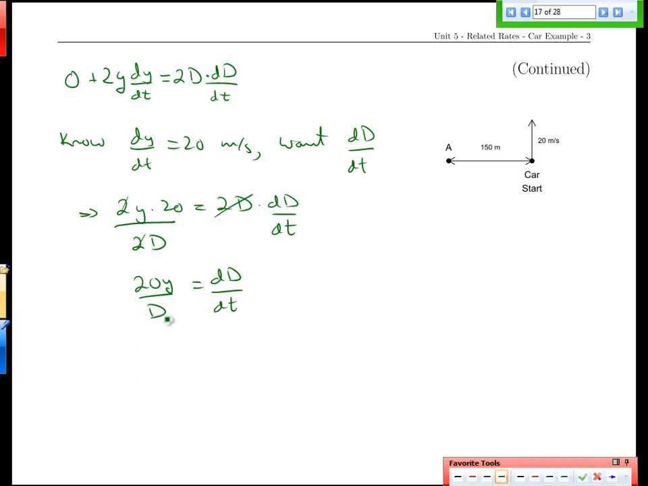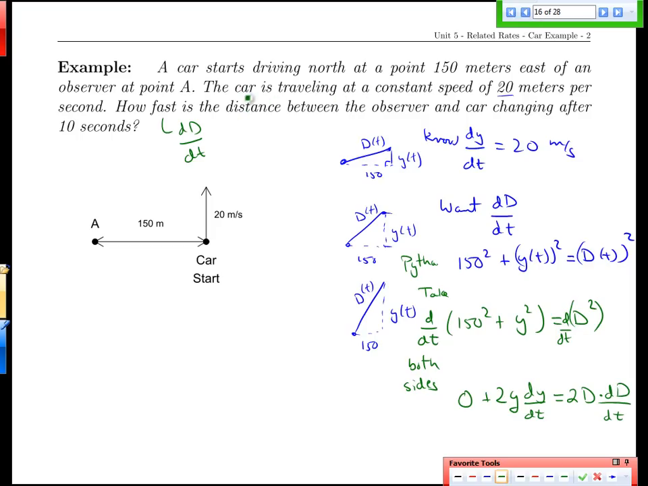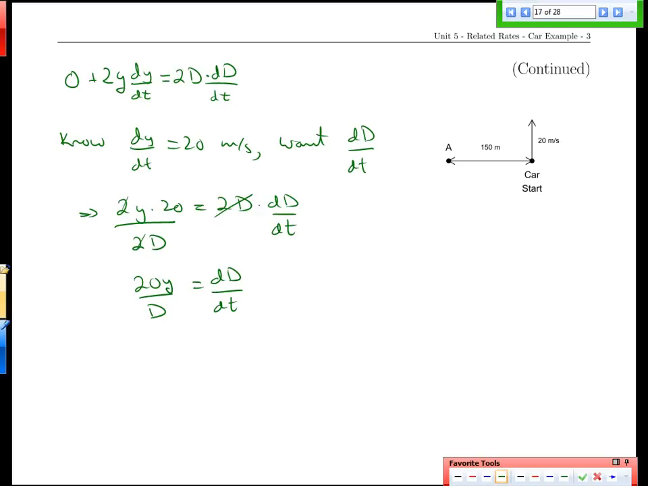But what are these values? Well, there was that last piece of information, the when in this scenario. Let's go back one page. We want to know how fast is the distance between the observer and the car changing after 10 seconds. That's the key thing for us. So at 10 seconds, we could get complicated and fancy, or we can just recognize that we're starting at a y value of 0, straight in line with the observer, and we're going for 10 seconds at 20 meters per second. So y at 10 seconds will be 200 meters.